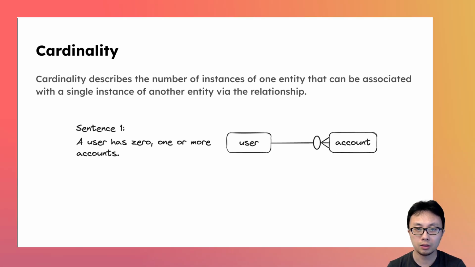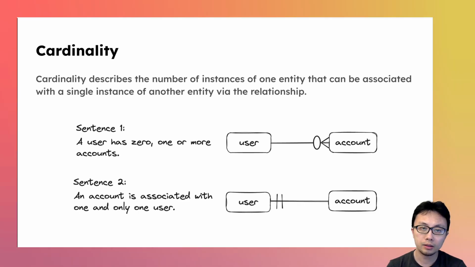The first sentence defines the relationship from user to account. Since a user can be associated with as few as 0 and as many as an unlimited number of accounts, you can tell that the min cardinality is 0 and the max cardinality is many.